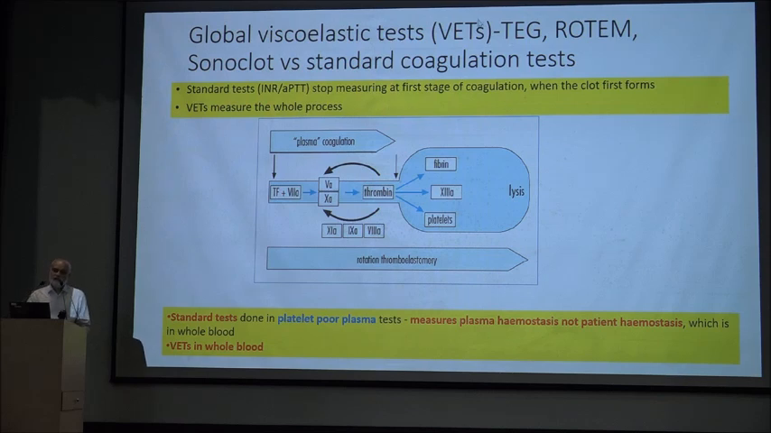Now, viscoelastic tests: TEG, ROTEM, Sonoclot. We have seen that standard tests stop measuring at the first stage of coagulation when the clot is first forming, whereas viscoelastic tests measure the whole of the process. Standard tests are done in platelet poor plasma. So PT-INR is actually measuring plasma hemostasis, not what is actually happening in the patient. It is not measuring the patient's hemostasis, because VETs are done in whole blood, PT-APTT in platelet poor plasma.